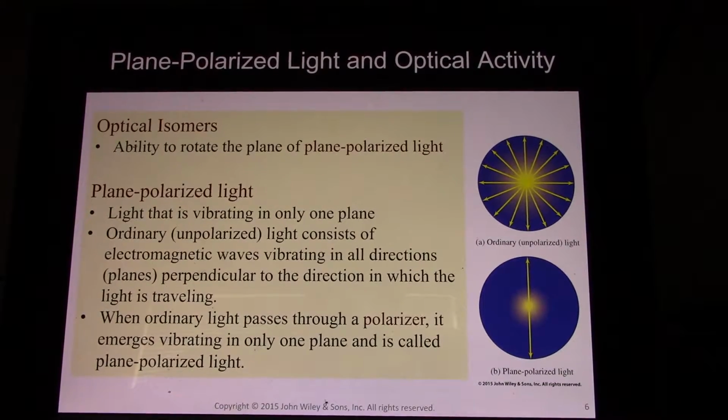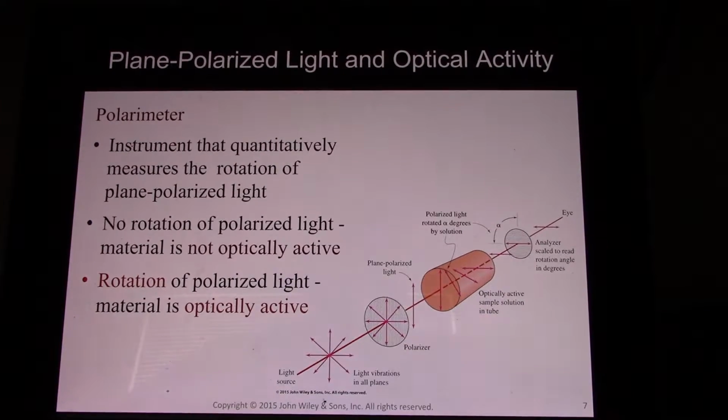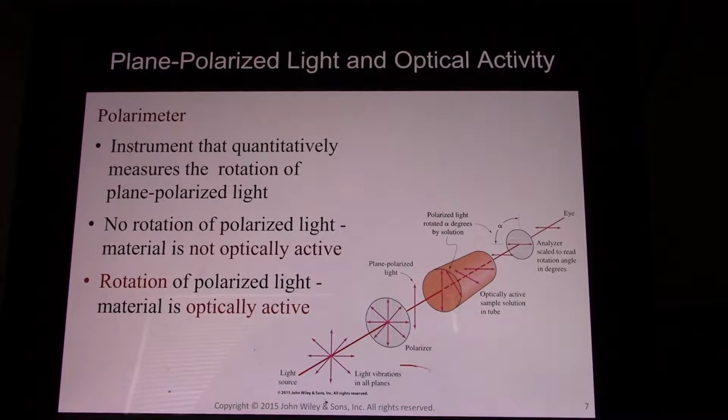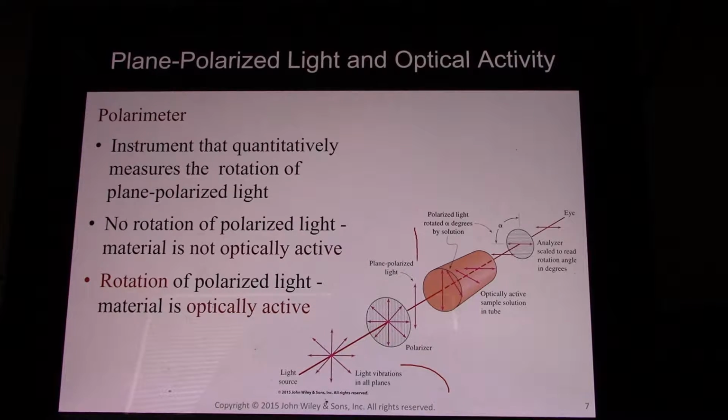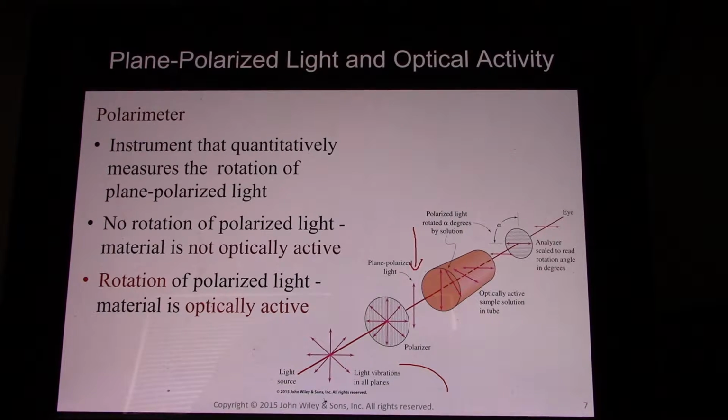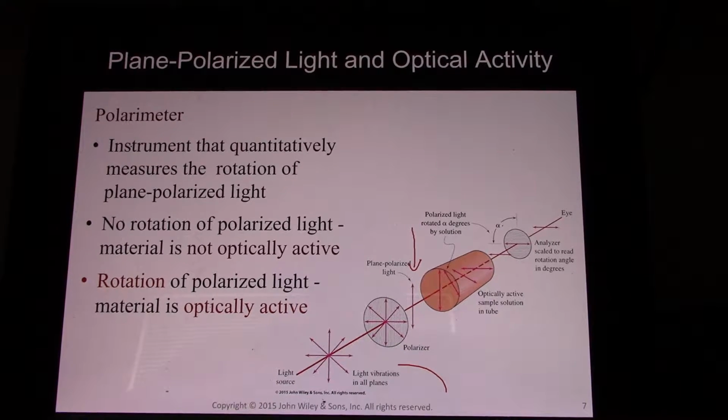And so we can pass ordinary light through a polarizer to produce polarized light. That's what's happening here. You pass normal light through a polarizer, and now I have plane polarized light. It's just going up and down. I see how it gets twisted as it goes through my optically active sample, and we can measure how much that rotation angle gets moved. That is an optically active compound. If there's no rotation, then it's not optically active.